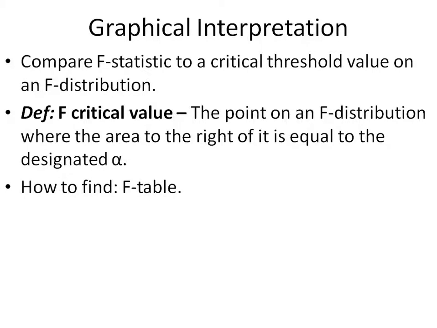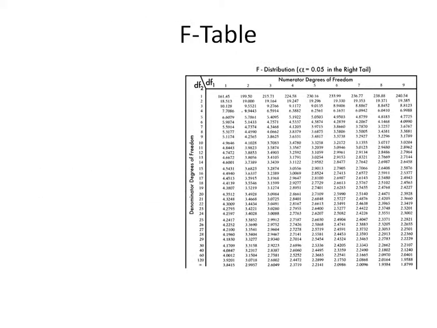The way in which we find that is using an F table. So we've been through z tables, t tables, and now we're going to an F table. And this is what an F table looks like. I'll show you how to read and interpret from an F table. It is very similar to finding t critical values, because you have to know degrees of freedom in order to find it.